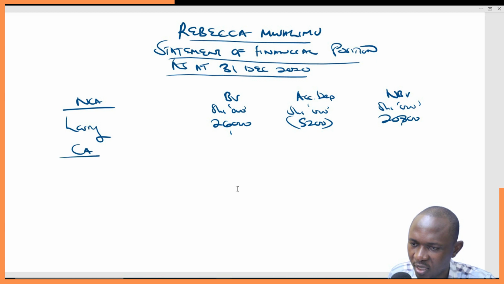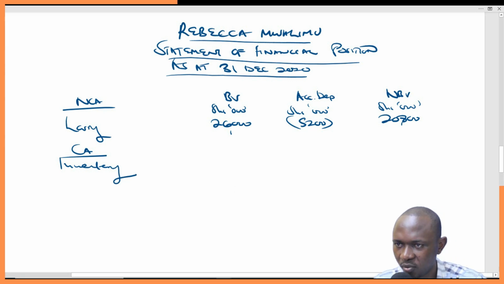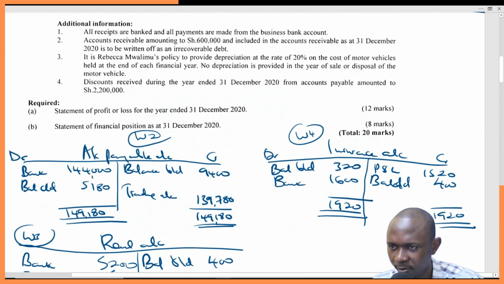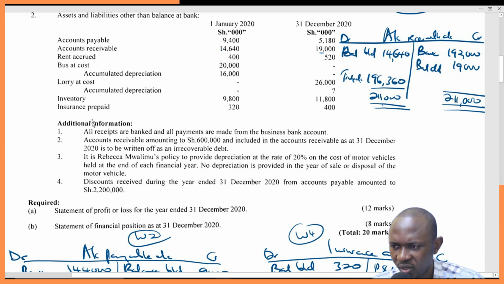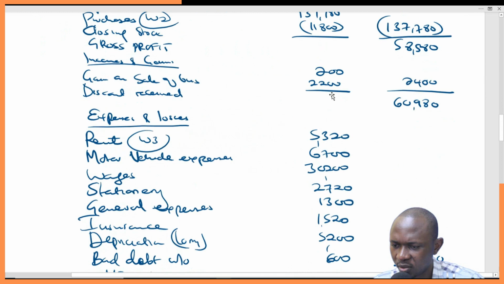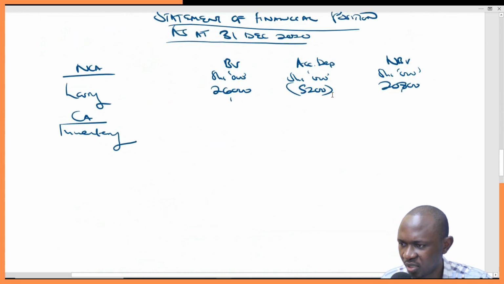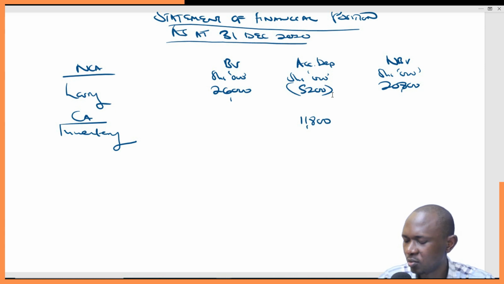Then we go to current assets, and under current assets we have closing inventory. Remember this figure, with this one we just pick straight from here. Inventory is here, 11,800 at the end of the year. So those are figures you just pick as they are.